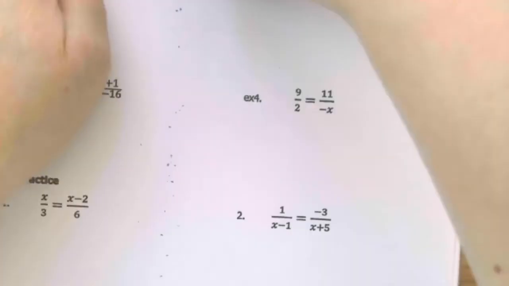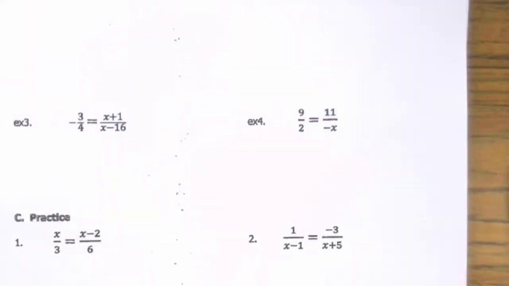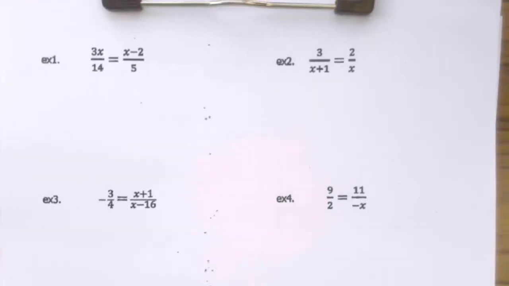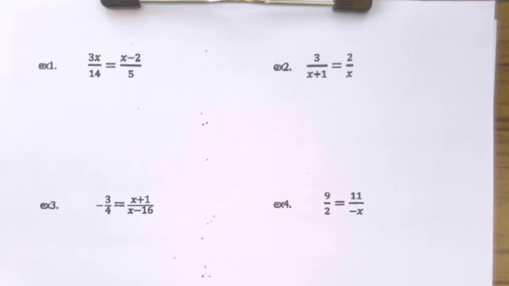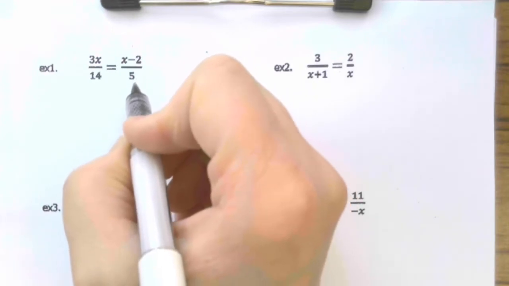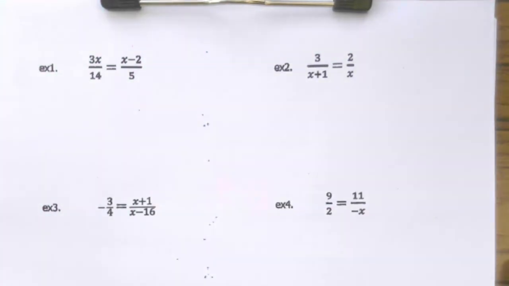We're going to go over some basic proportions, and then I'm going to give you a chance to practice that skill. And I'm going to try to show you techniques that work every time, because it's really easy to learn shortcuts that only work some of the time. Okay, 3x over 14, x minus 2 over 5. So the x's are already on the top, so we don't have to worry about moving the x's, but we do need to simplify by getting rid of the fractions.